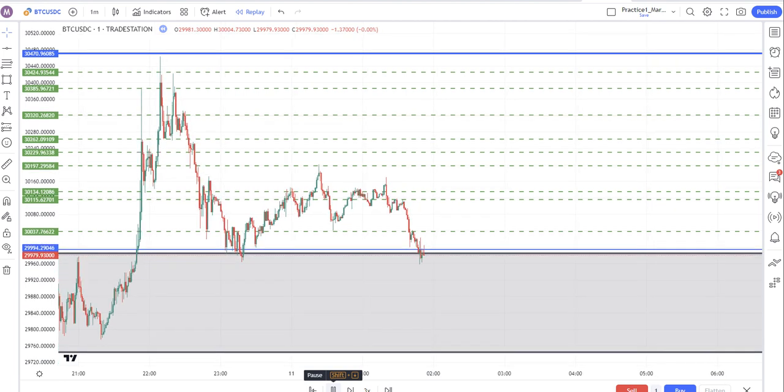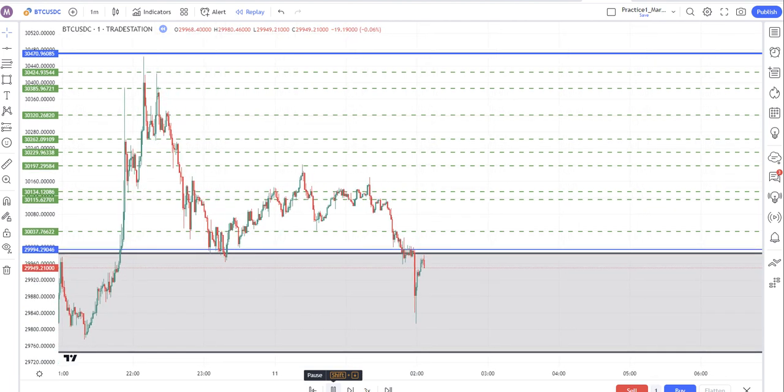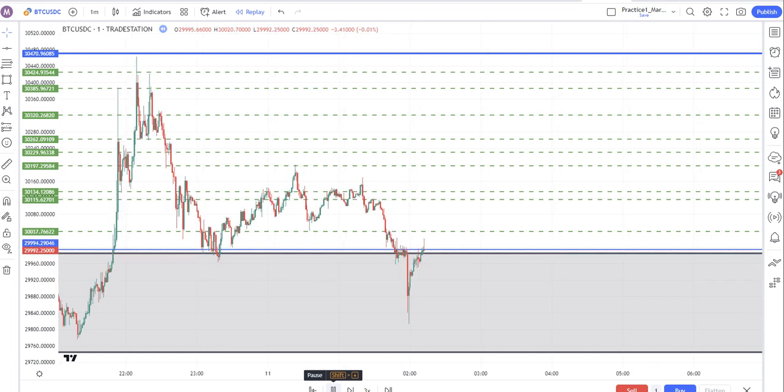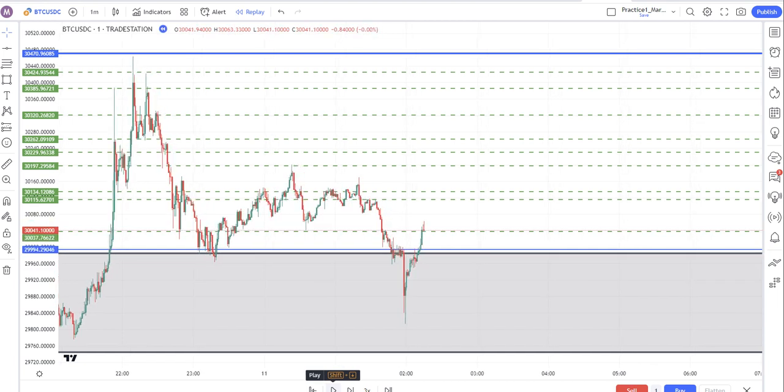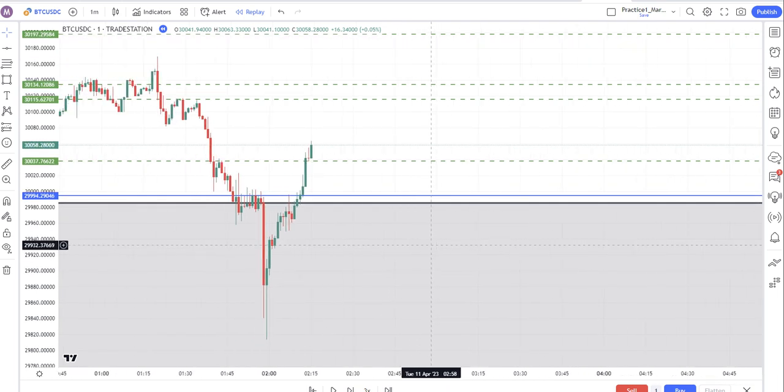So it goes: test the zone, shoots down, goes back up. Then I'm going to enter here. And you see when I'm entering here, as soon as the price returns, this is my first target, and it is hit. So when my first target is hit, according to my trading plan, I can decide to take some percentage of my profit and let the other price go.